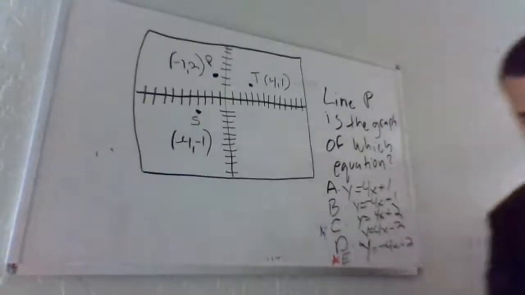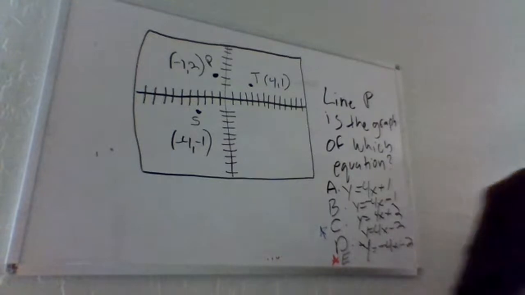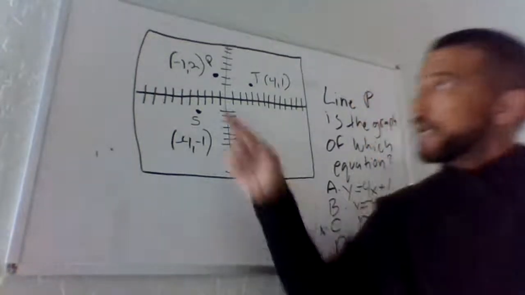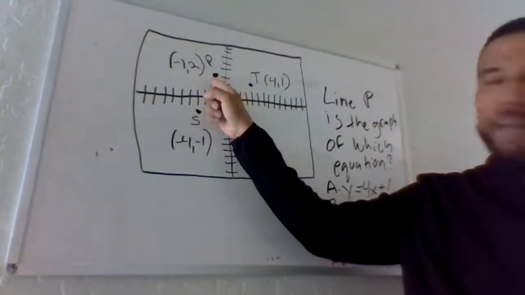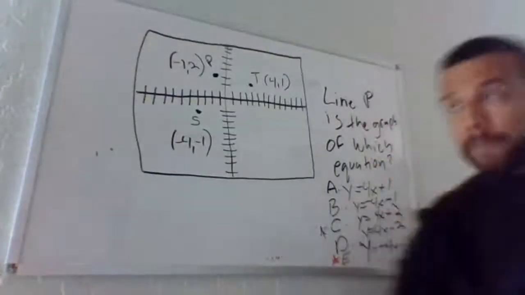Anything that has a negative? I don't know. I'm totally confused right now. You're okay. You're getting close. If a line passes through point P, is it going to be a positive slope or is it going to be a negative slope?